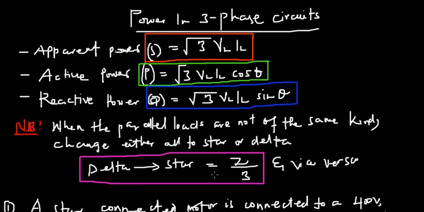So this is how you change delta to star. For this you'll be given the impedance for delta and the impedance for star in the same question. All you have to do is change the impedance of the delta to star by dividing the entire impedance of the delta by 3. After finding that corresponding impedance, you've been able to convert the delta to star. Let's proceed.